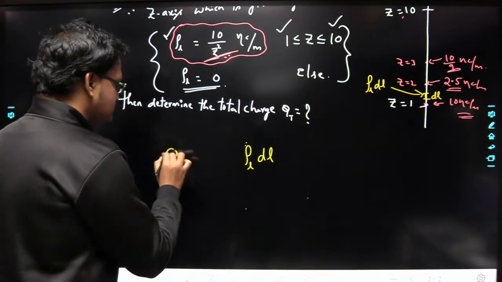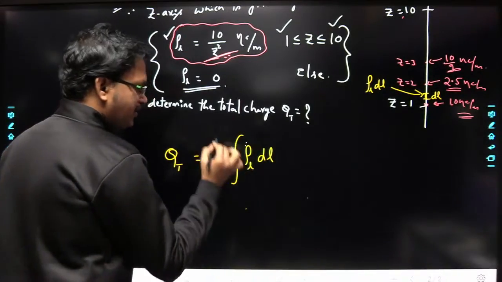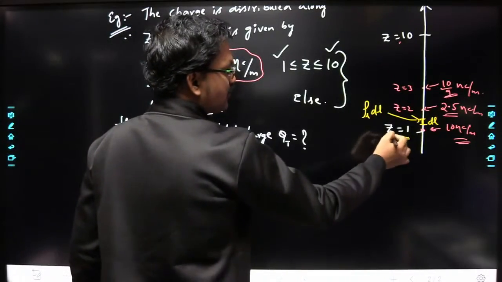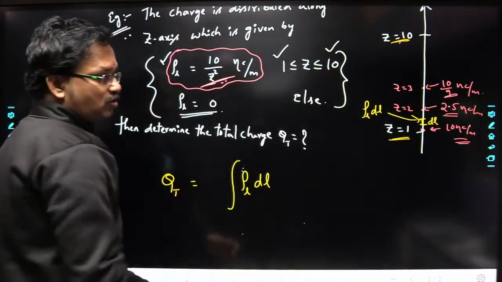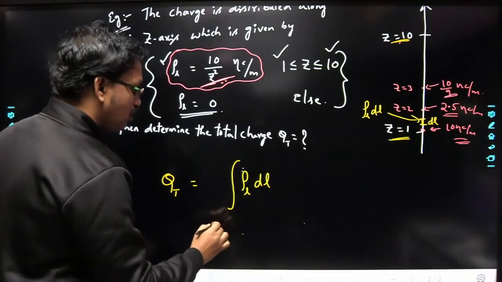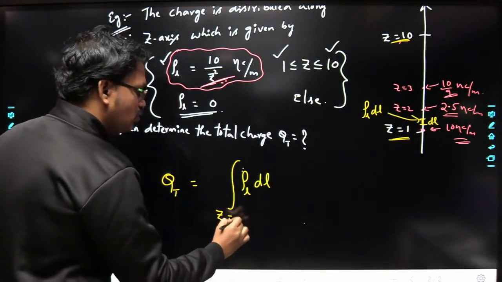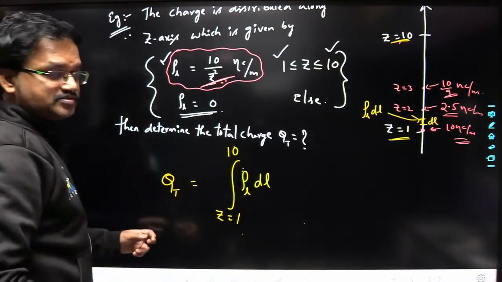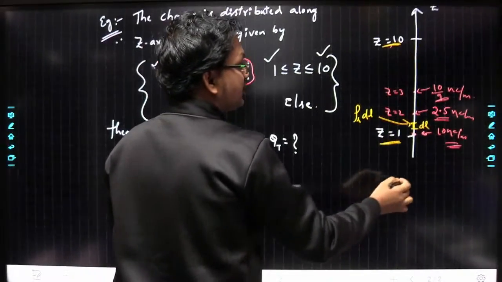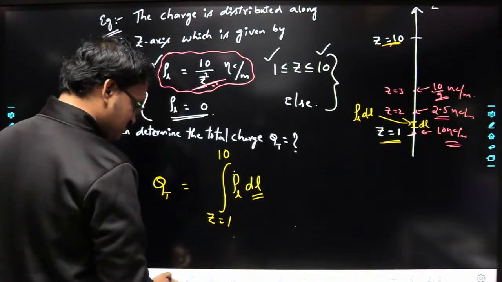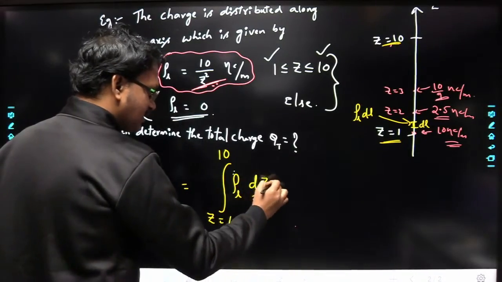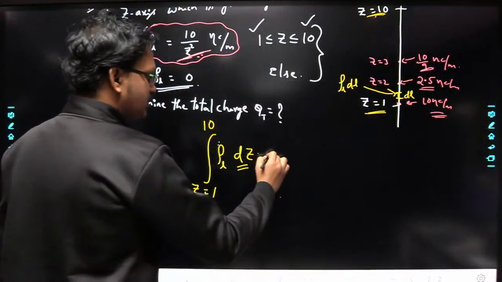Now if you want the total charge here, then you have to integrate over this length. From where to where? From z equal to 1 to z equal to 10. Below z equal to 1 there is no charge, above z equal to 10 there is no charge. Now this differential length dl is present along the z axis, so you can replace dl with dz.